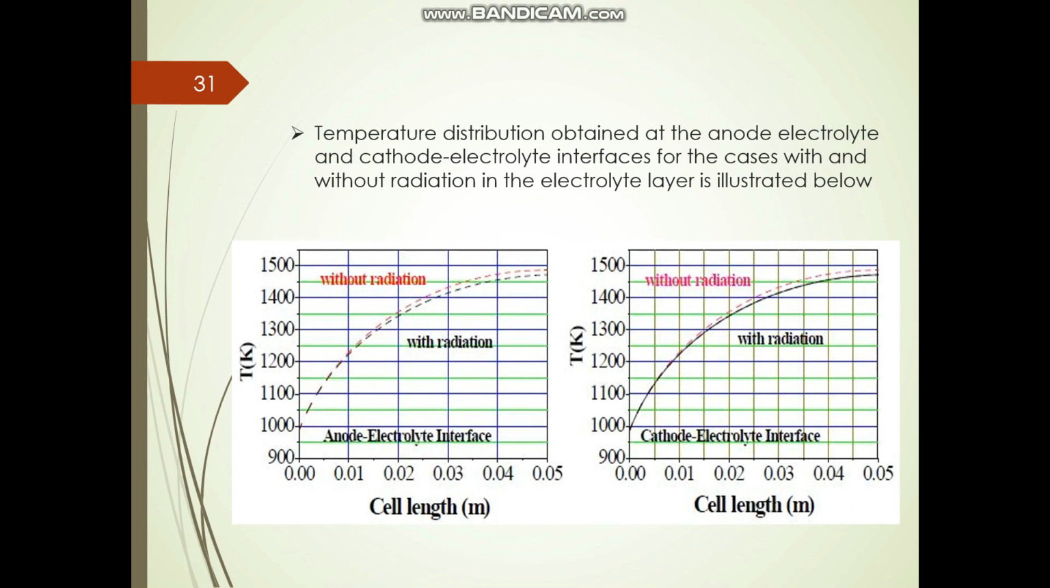Temperature distribution obtained at the anode electrolyte and cathode electrolyte interfaces for the cases with and without radiation in the electrolyte layer is shown below. From the plot, it can be seen that the effect of radiation is minimal and leads to a couple of degrees reduction in the interfacial temperature.